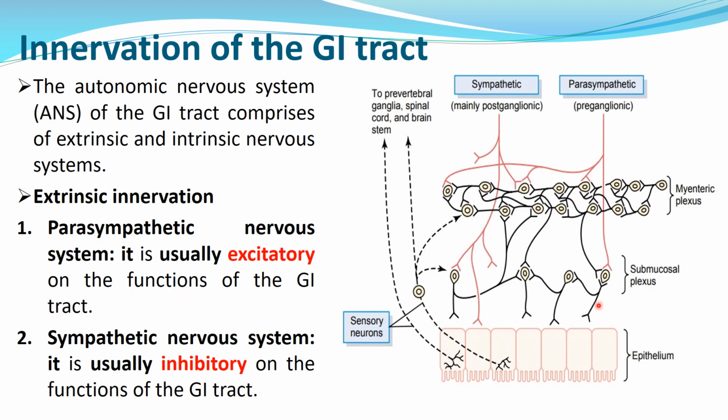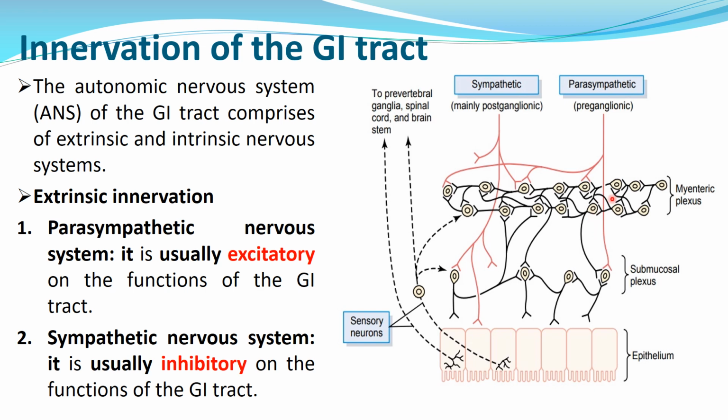So let us start with the GIT tract innervation. As you know, the function of the GIT tract can be regulated through hormonal and some neuronal pathways. So now I am going to explain the nervous system of the GIT tract, and later we will try to explain some hormones which might have a role in the regulation of the GIT function.